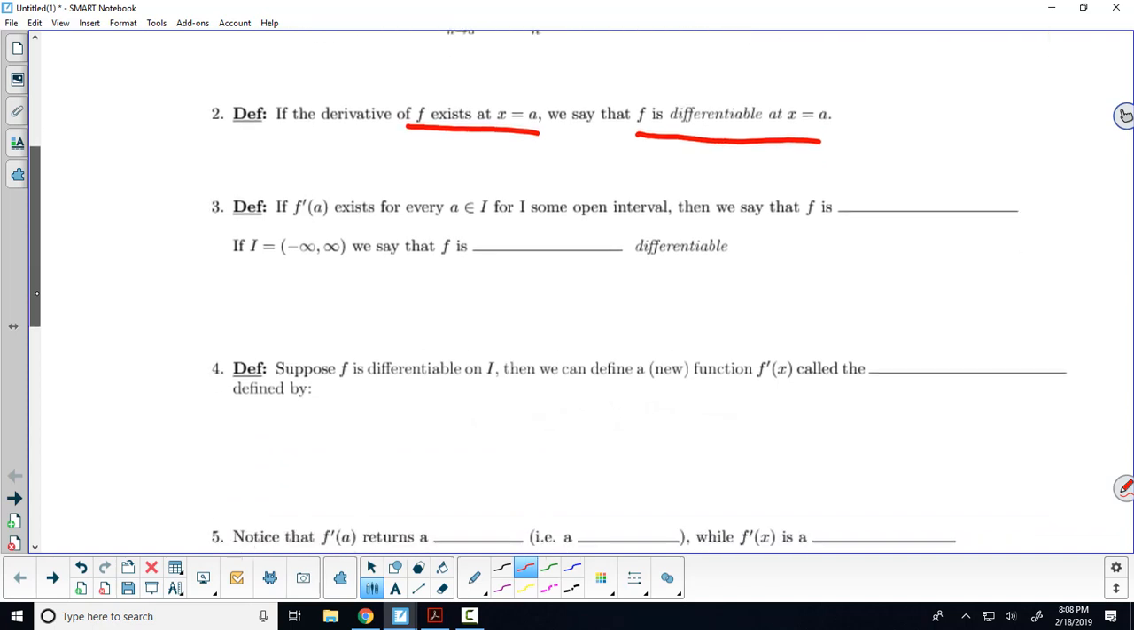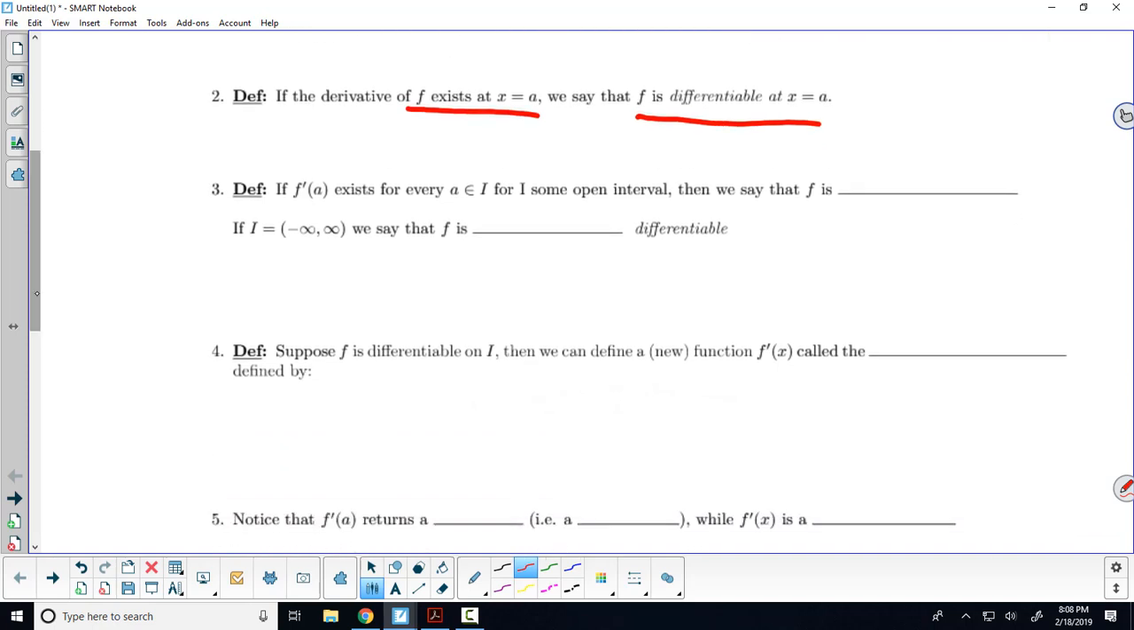Well, if f prime of a exists for all a in some interval, then we say that f is differentiable on that interval. If f is differentiable for every number in the real number line, then we would say that f is everywhere differentiable, or we'll just say f is differentiable and mean everywhere.